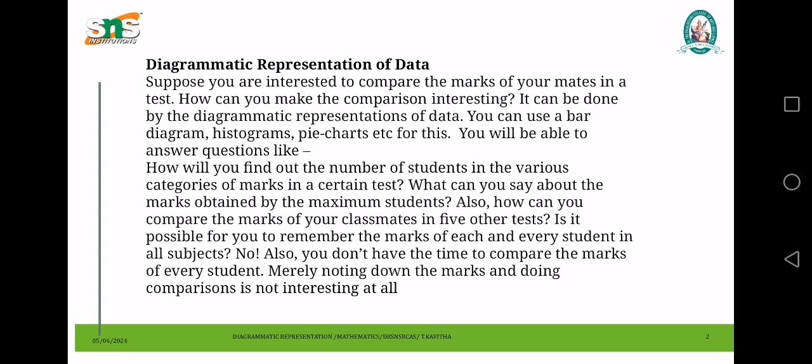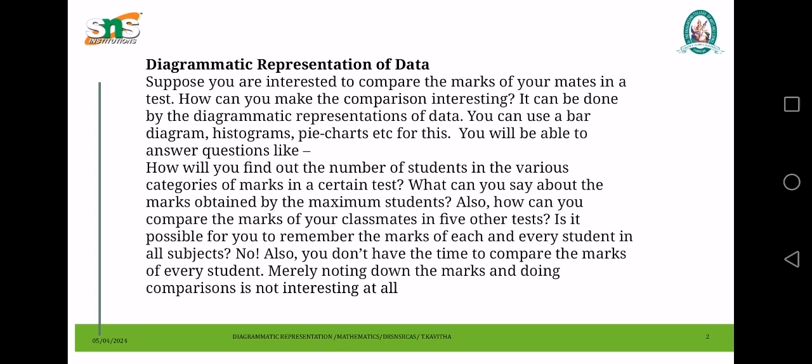You will be able to answer questions like, how will you find out the number of students in the various categories of marks in a certain test? What can you say about the marks obtained by the maximum students? Also, how can you compare the marks of your classmates in the test?